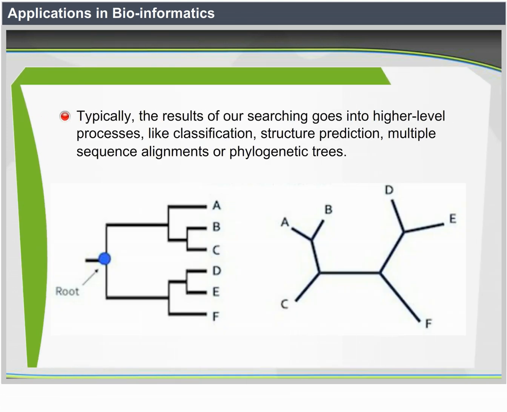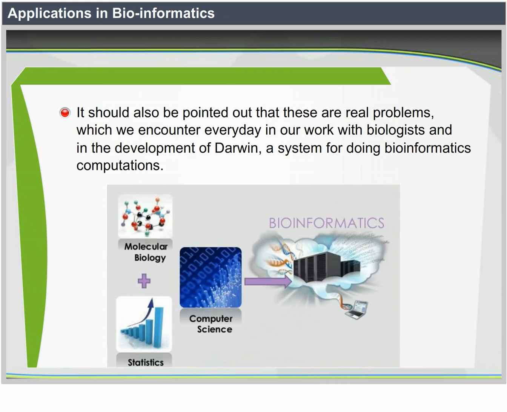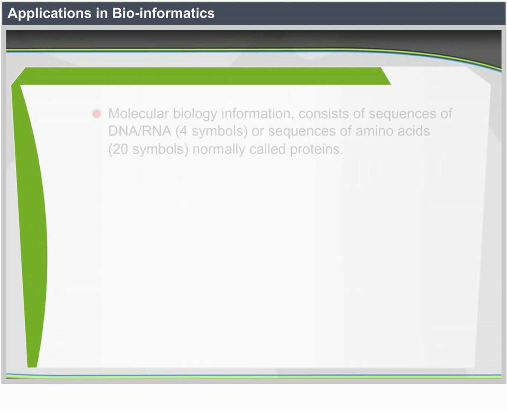Typically, the results of our searching goes into higher level processes like classification, structure prediction, multiple sequence alignments, or phylogenetic trees. It should also be pointed out that these are real problems which we encounter every day in our work with biologists and in the development of Darwin, a system for doing bioinformatics computations.